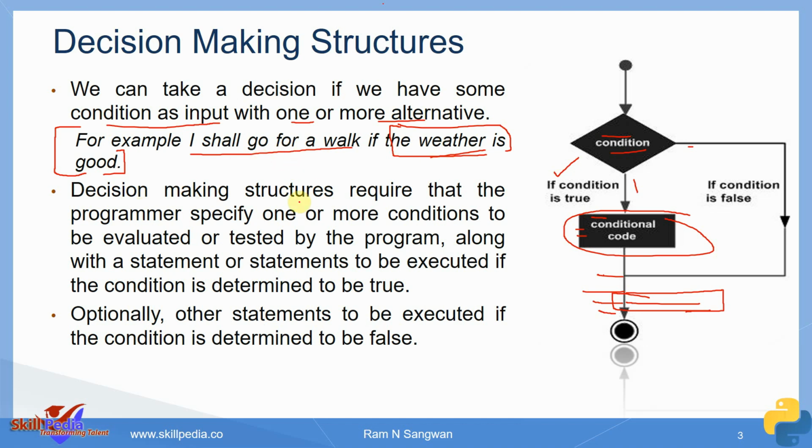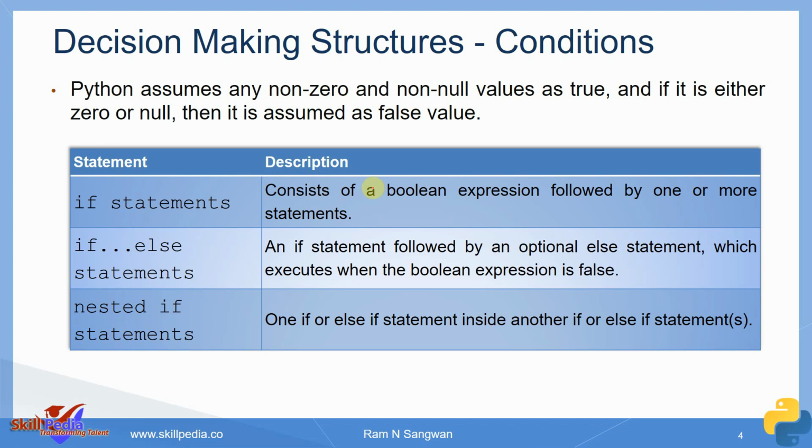Decision making structures require that the programmer specify one or more conditions to be evaluated or tested by the program, along with the statement or statements to be executed if the condition is determined to be true. Optionally, other statements are executed if the condition is determined to be false. That is part of the else statement. So these are the possible examples.